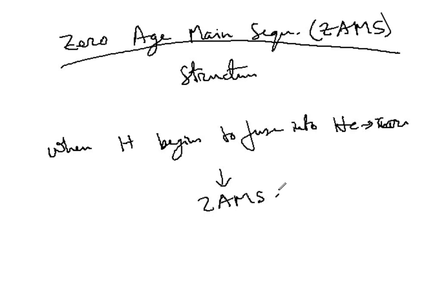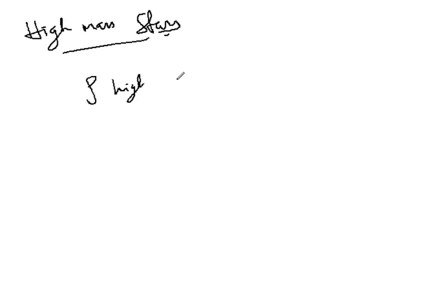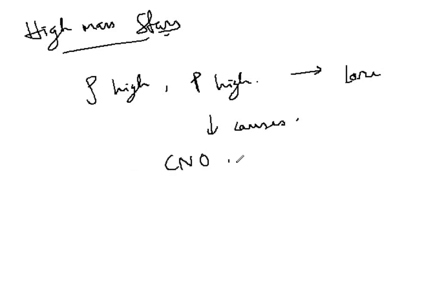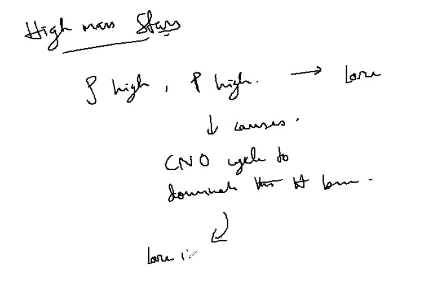For high mass stars, what happens is that they have very high densities, so density is high, and this high density and pressure is also high in the core, and this causes the CNO cycle to dominate the hydrogen burning process, and as a result the core is convective.